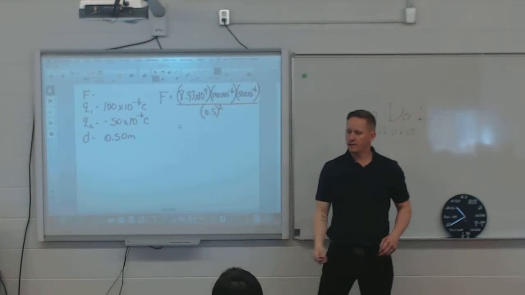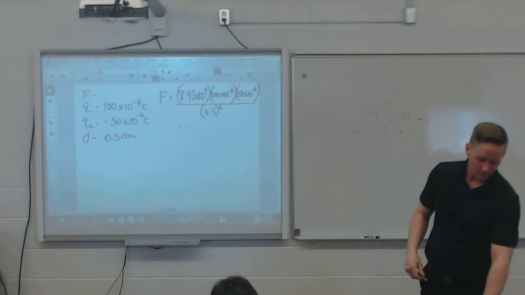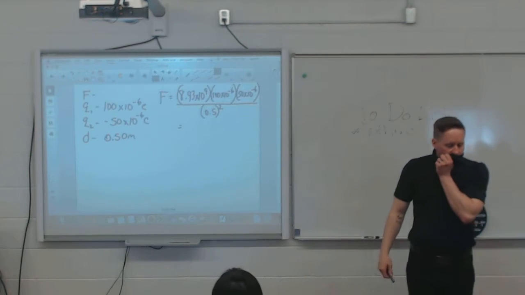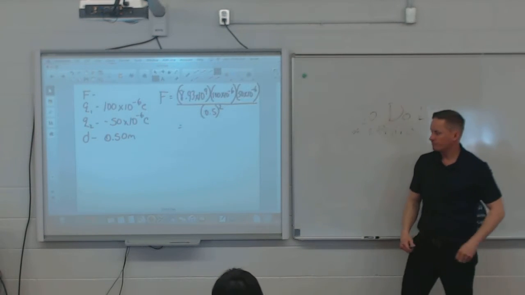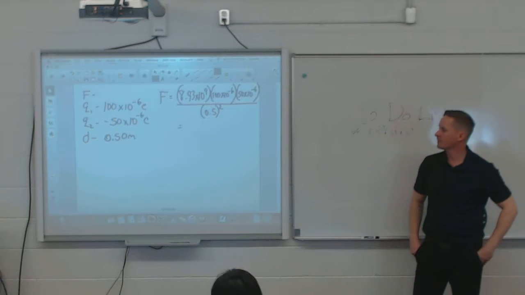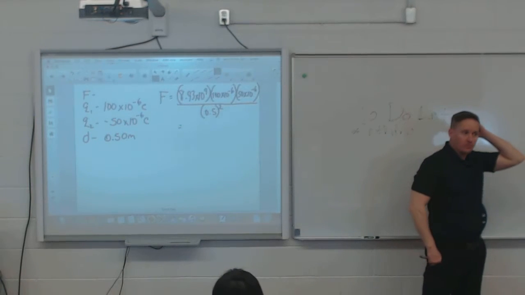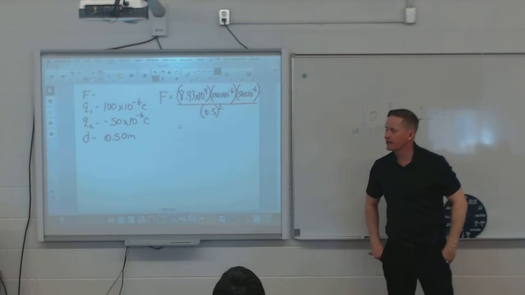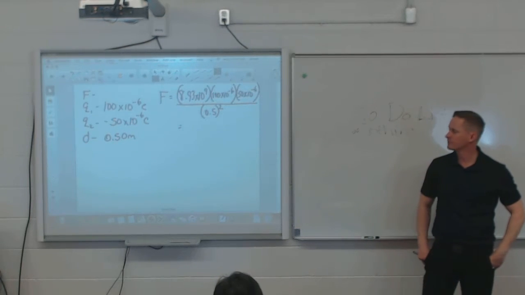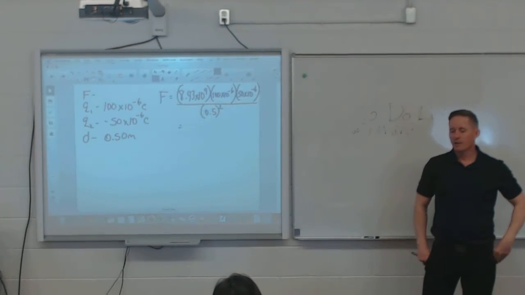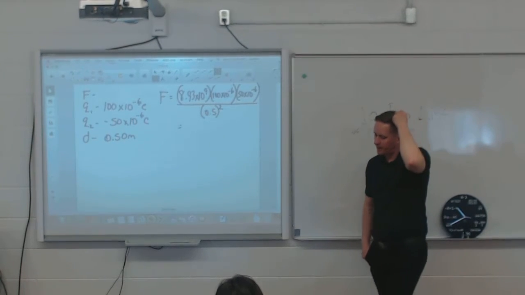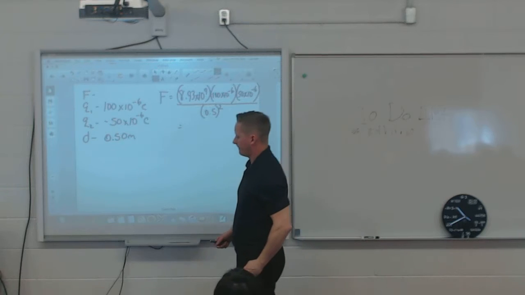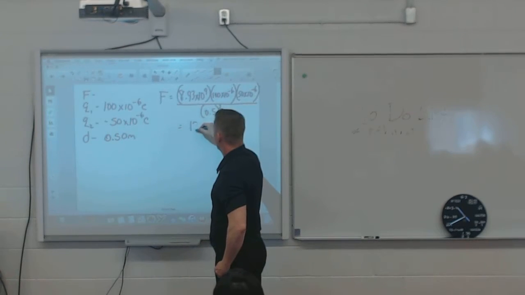Alright, punch that into your calculator. What's the second number saying? 100 times 10 to the negative 6. Thank you. Yep. So again, you want to use that exponent button on your calculator. Okay, go ahead. Answer 178.6.